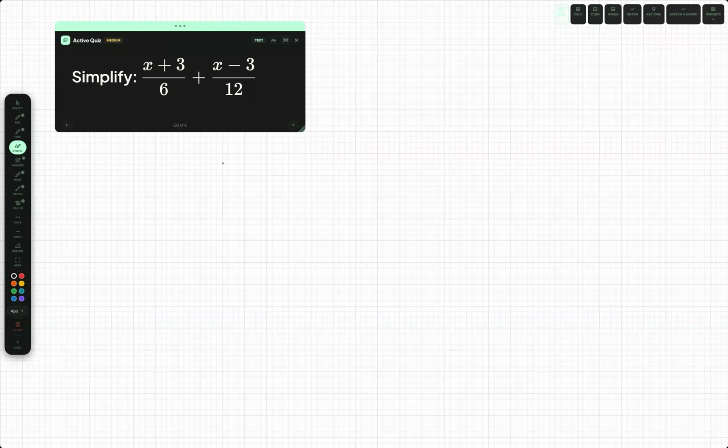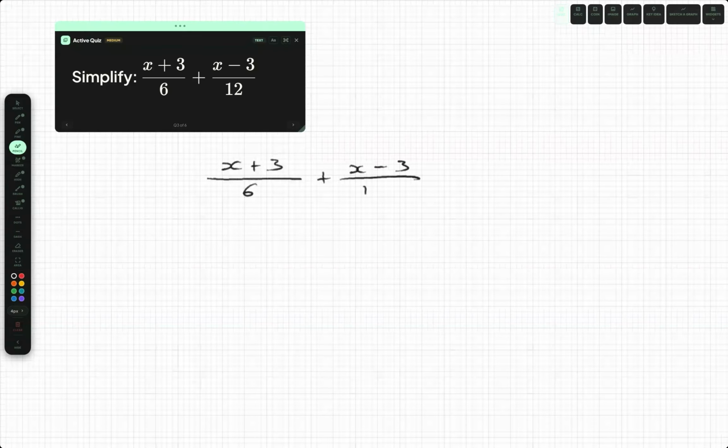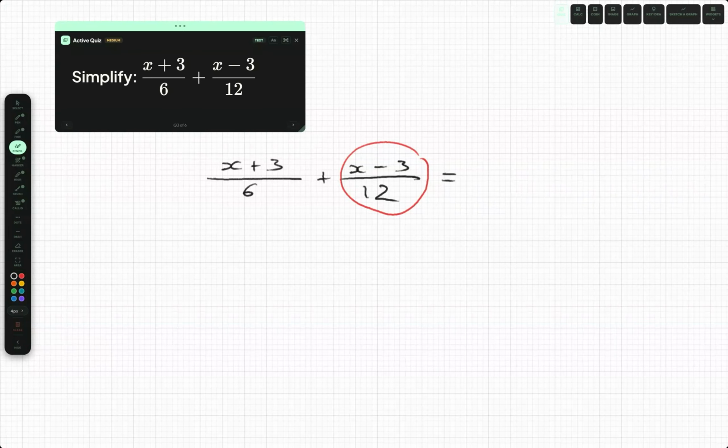Or our third one, x plus 3 over 6 plus x minus 3 over 12. Now this is a perfect example of where we want to be a little bit lazy if we can help it. This whole term can stay exactly the same as long as I put both of them over 12, which is a common multiple between them. So I should leave this one entirely alone. It means I don't have to do anything. I just have to worry about the first term here.